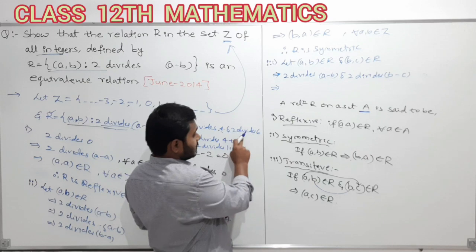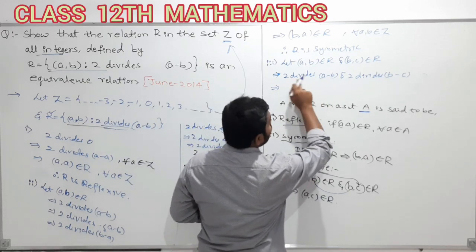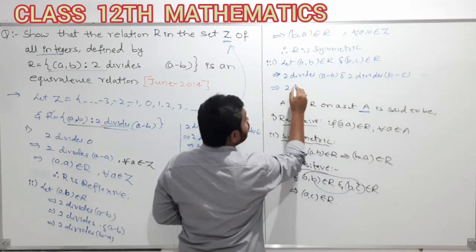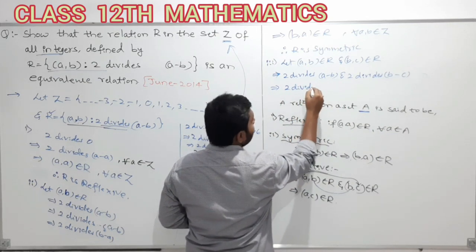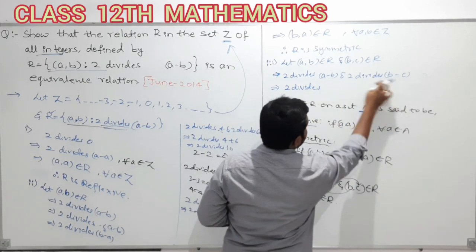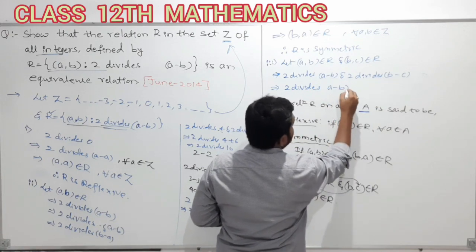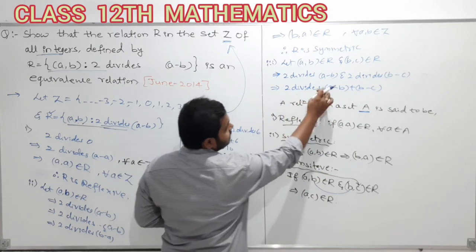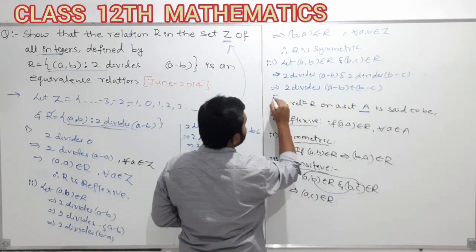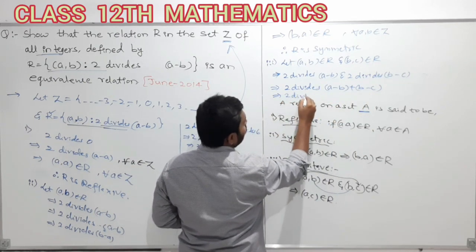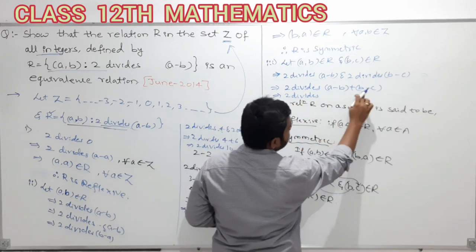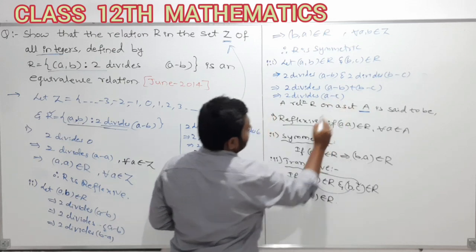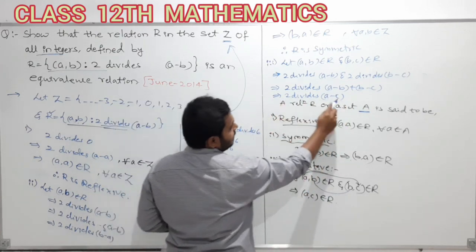So therefore, by this, what I will write, my dear students: 2 divides A minus B and 2 divides B minus C. It means 2 divides the sum of these two numbers, A minus B plus B minus C. If you simplify this, what happens? 2 also divides A minus B plus B, the B cancels, and only A minus C remains. It means 2 divides A minus C.